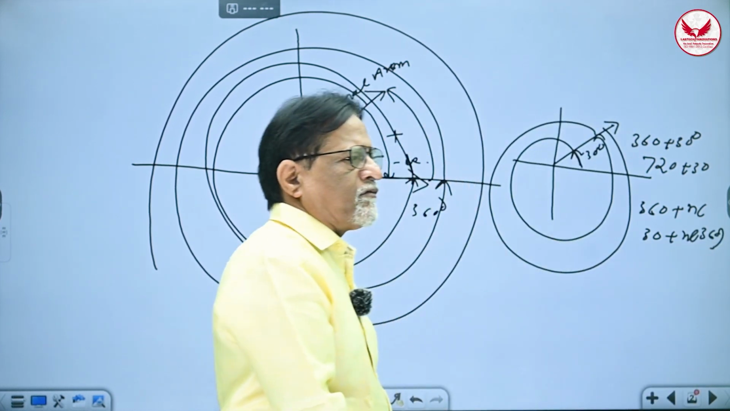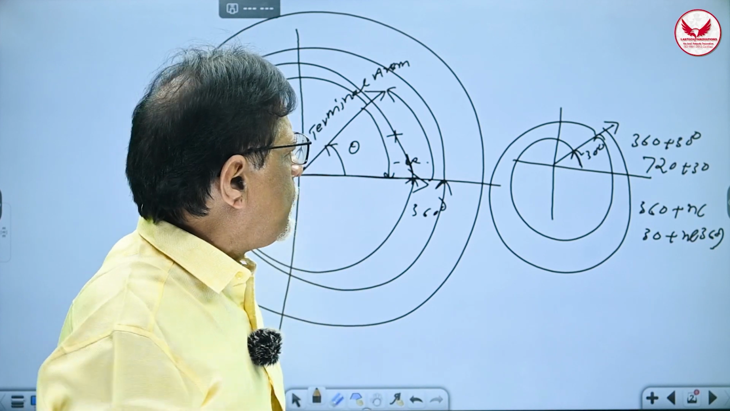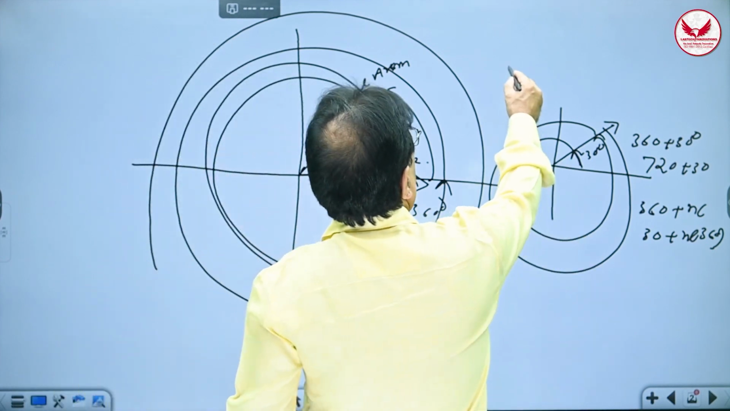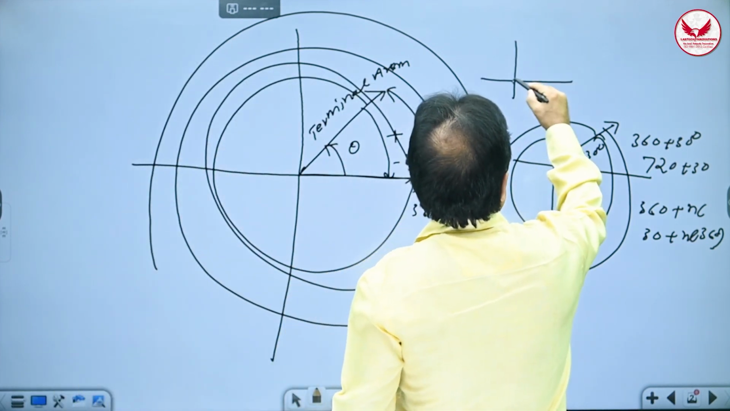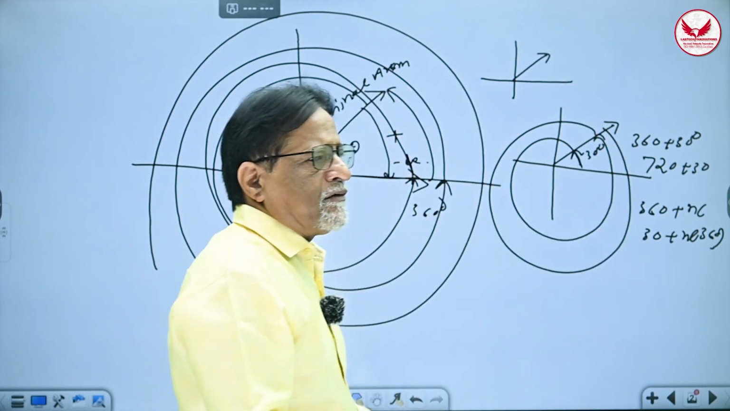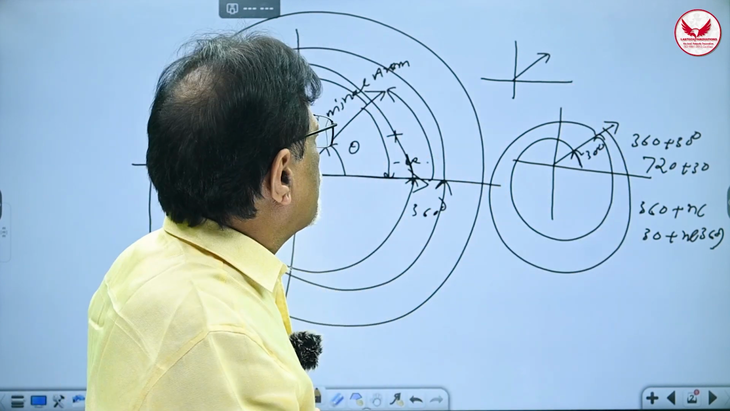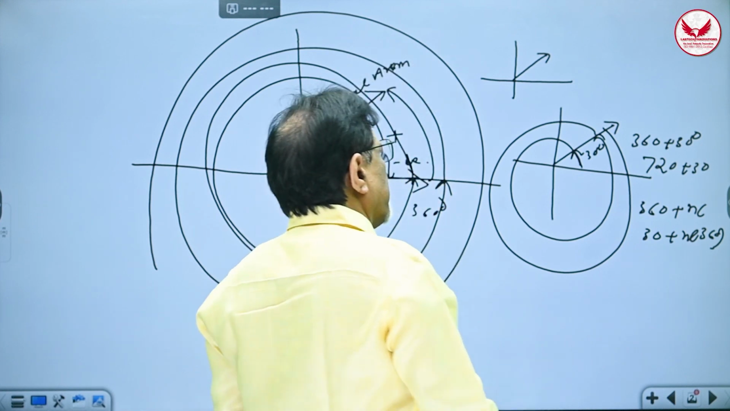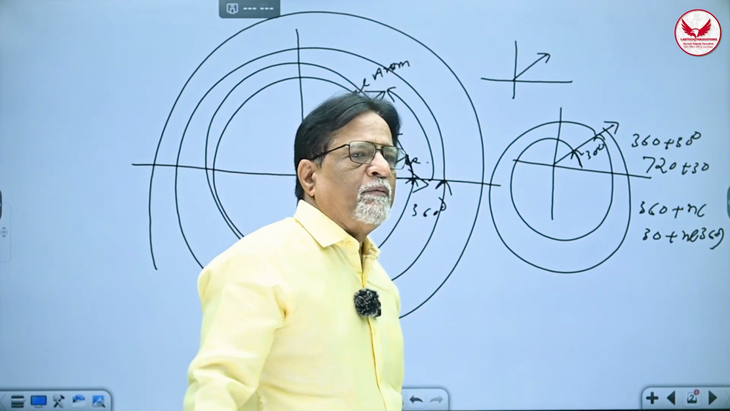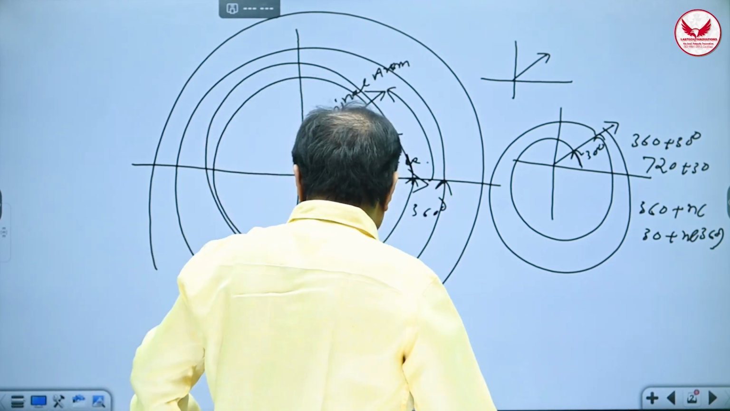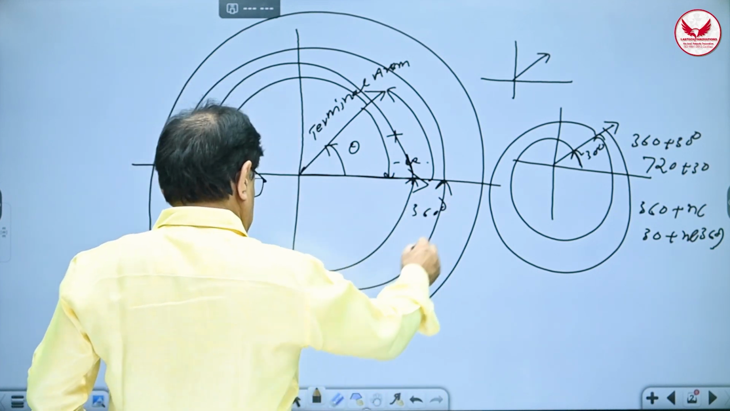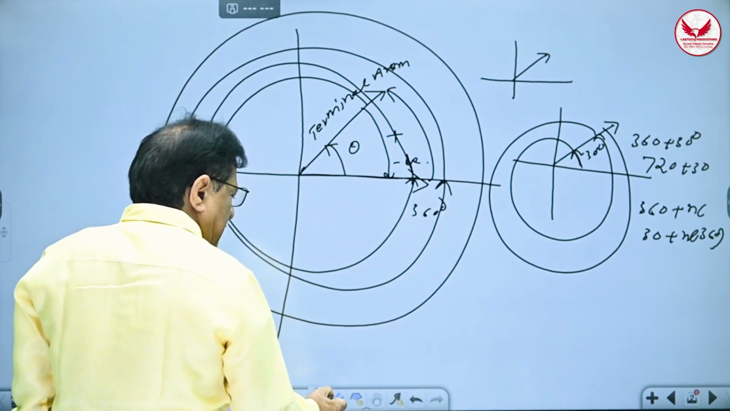How many rotations it has taken? We have absolutely no idea. Just by looking at the position of the terminal arm, it is impossible to decide how many rotations it has already undergone. So therefore, there are multiple values for the same position of the terminal arm, right? So this is a difficulty with the definition of argument, and that is the problem.